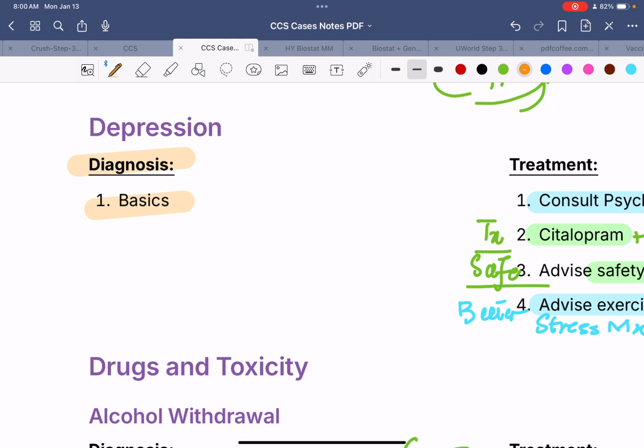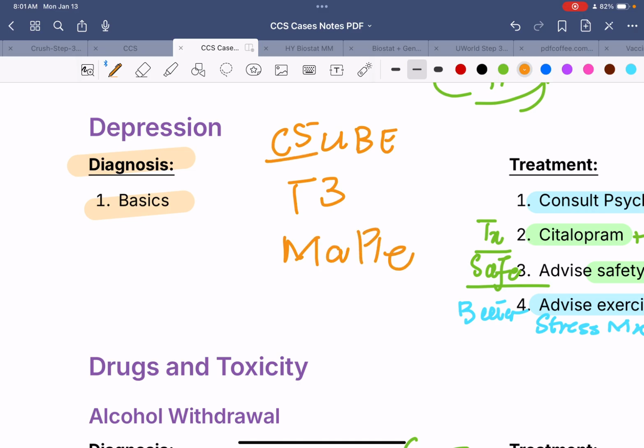So remember our C5 UB and G3 MPL, which was with the maple mnemonic, right? So C5, which includes CBC, CRP, and then the chest X-ray and complete metabolic profile and creatinine phosphokinase. And then for U, we had urine analysis, urine culture sensitivity. For B, we had beta HCG along with our HbA1c. E, we have ESR, EKG, echo.